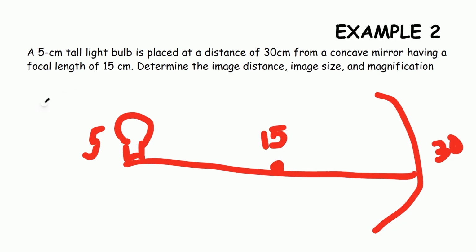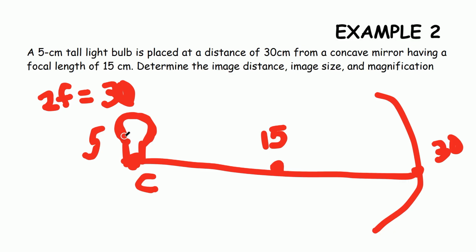Since our f is 30, since 15 times 2 is equal to 30, so nakikita natin, di ba? Ang kalayo niya is the same as the C. So we can say nga ang ato object distance here is the same na siya at the C.